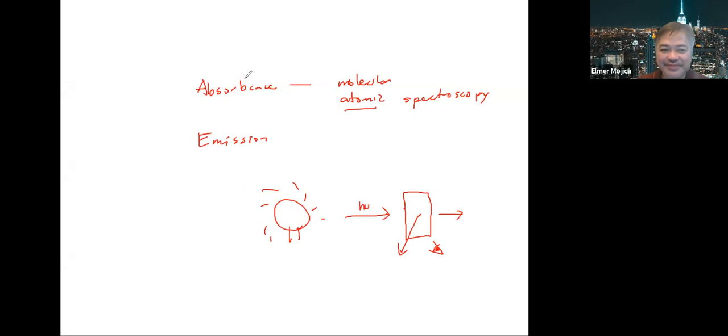Glass. So this one is the common absorbance. But what if you monitor it at a 90 degree angle? What do you call that?